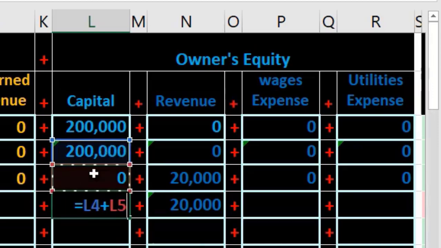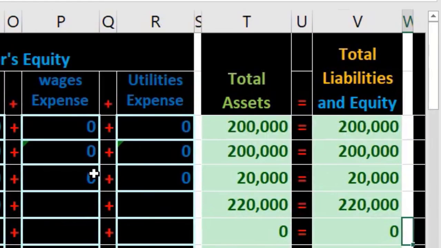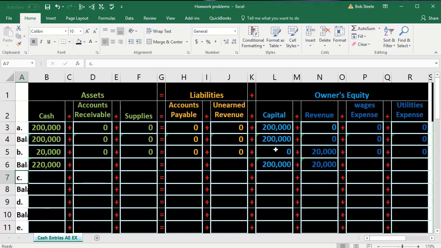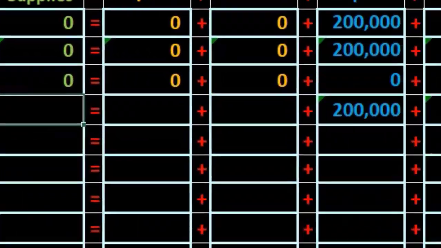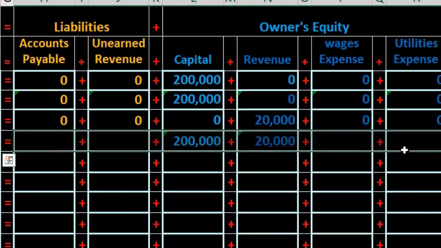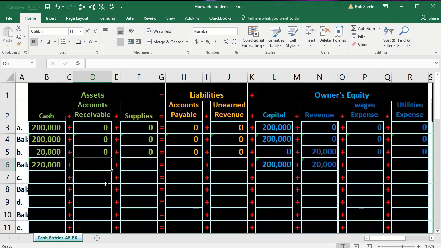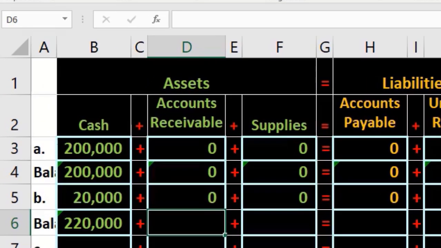Nothing happened this time for the capital, but there's that 200,000. So now we're in balance, meaning the total assets equal the total liabilities plus equity. So you want to check that every time. Of course, we could highlight it this way and check: there's total assets 220,000, here is the liabilities plus equity 220. So now I'm going to do the same thing to the rest, just to practice this, bringing the zeros down.